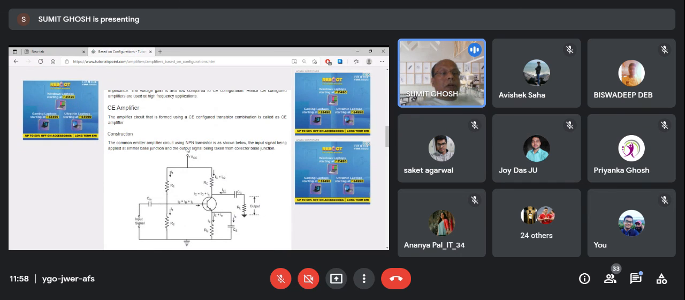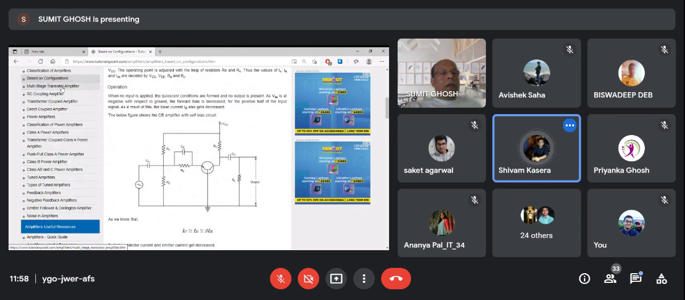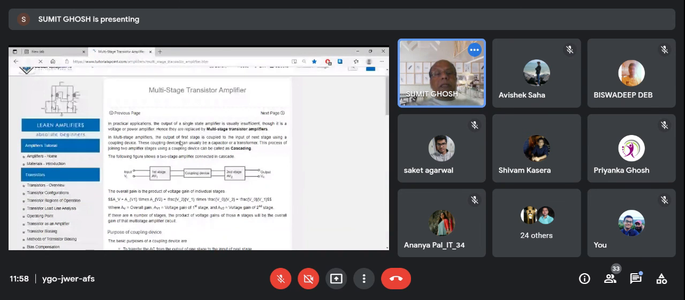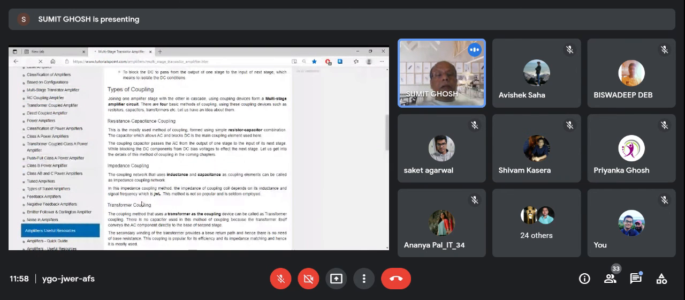I'll just give you an introduction, 1 or 2 minutes left. Now, this is a one stage amplifier. There are multi-stage amplifiers you can use. This is the first stage amplifier, and this is the second stage amplifier. The output of the first stage is connected to the input of the next stage by a coupling device. Depending on the coupling device, you can have 3 or 4 coupling capacitors. Coupling can be RC coupling, impedance coupling, transformer coupling, or direct coupling.